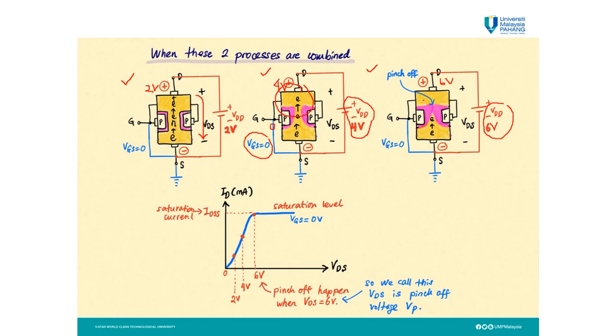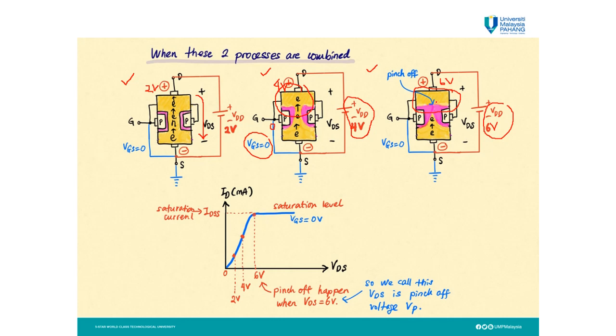However, the depletion region becomes bigger and bigger until it touches each other at the left side and the right side. This is because the reverse bias in this area is very high. Once pinch off happens, it closes the channel, so the electron cannot move from S to D anymore. So you see here, at 6 volt, the pinch off happens.